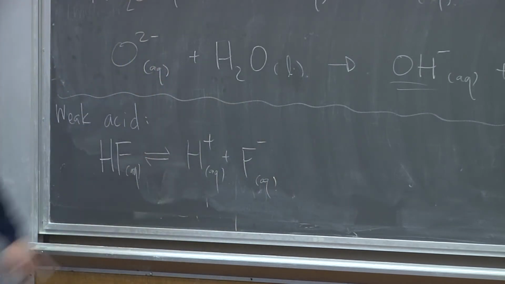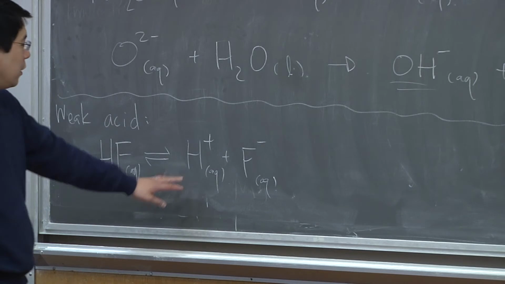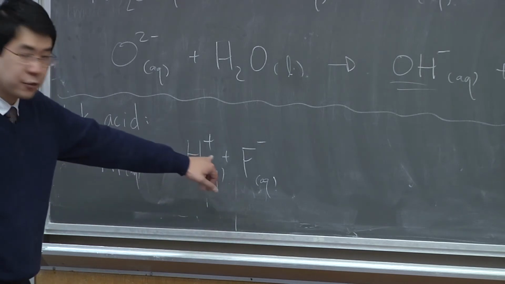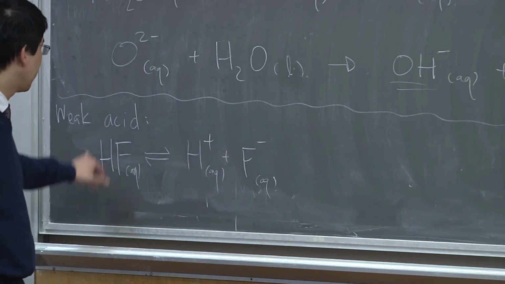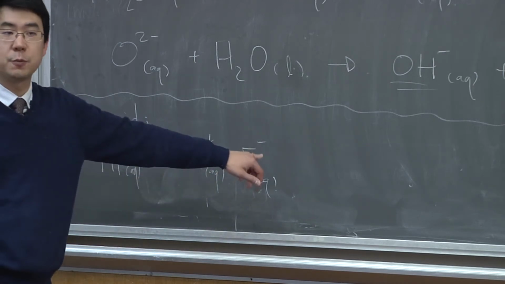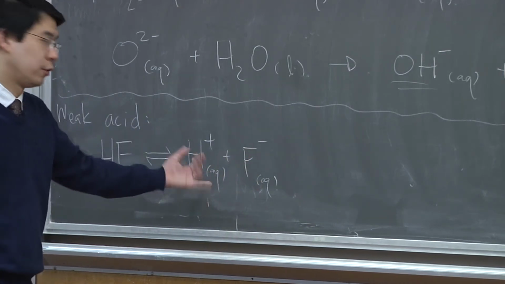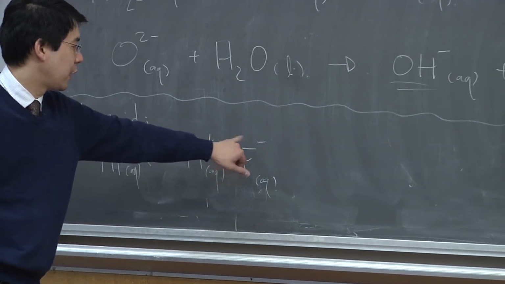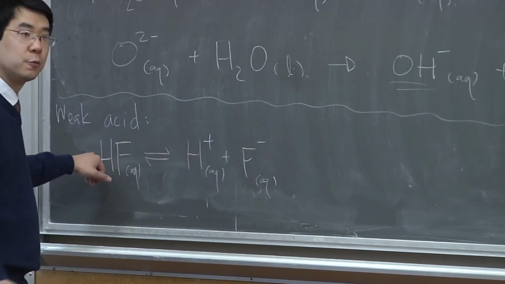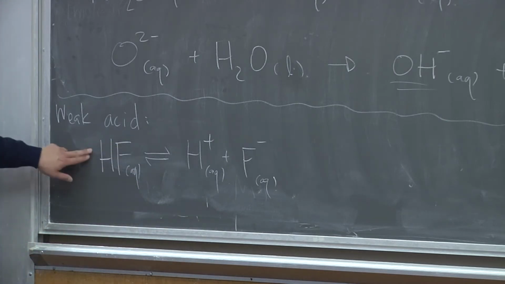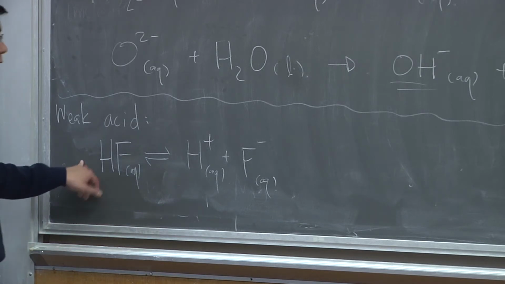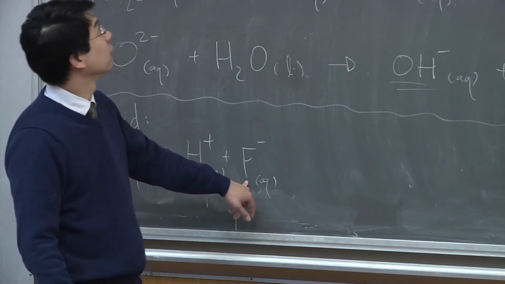And what this double-headed arrow means is it reacts, but it doesn't all react. Right? The HF becomes H plus and F minus, but not all of it does. Or another way to look at it is it becomes HF, H plus plus F minus, and then some of it goes back and becomes HF again. So what's going to be in a solution of HF? There's going to be HF and H plus and F minus.